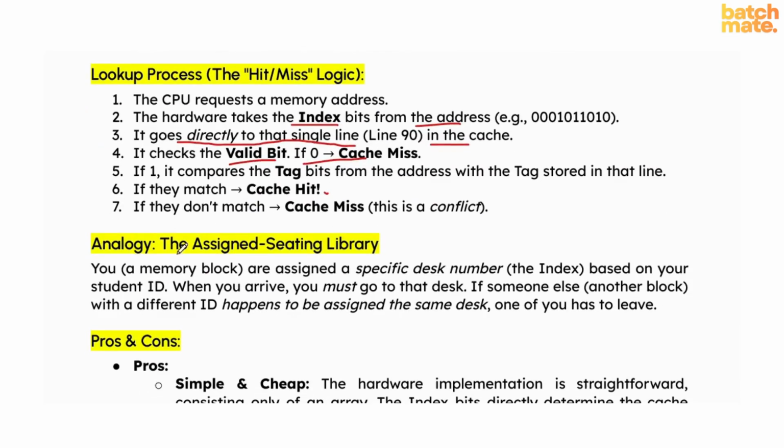To understand why direct mapping is both good and bad, imagine a university exam hall. You are a student, and based on your student ID, you are assigned a specific desk, number 5. The rule is strict. You must sit at desk 5. It doesn't matter if desk 6 is empty. It doesn't matter if the entire hall is empty. You have to sit at desk 5.